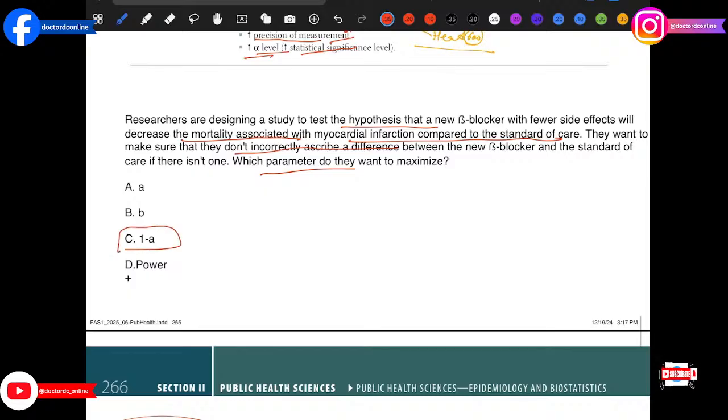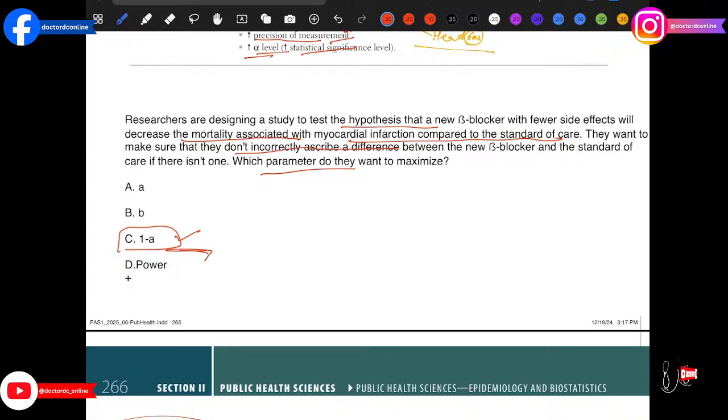Answer C. 1 minus alpha. They want to minimize alpha, the probability of a type 1 error, or false positive. So if you minimize alpha, you maximize 1 minus alpha. Now, beta refers to type 2 error, missing a real difference. That's not what they're worried about here.